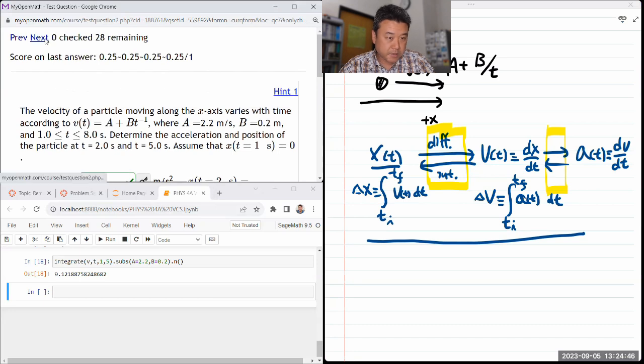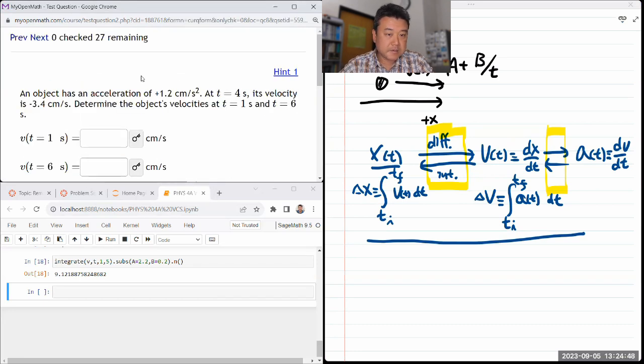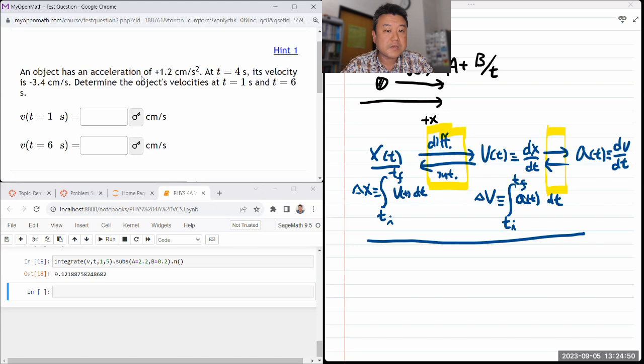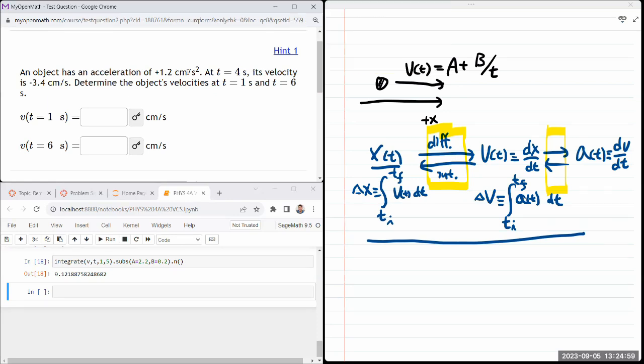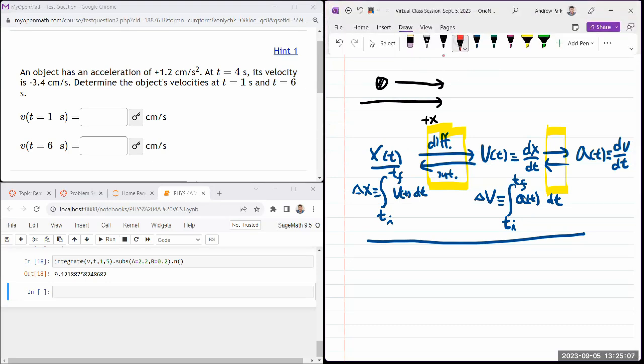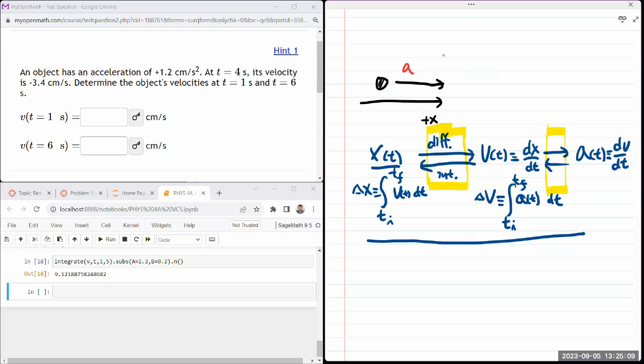Okay, the last question in this set is the one that I want you to do. I think I can reuse some of what I had, because it's giving me the acceleration of the object. So instead of knowing the velocity, I'm given a constant acceleration, I think.